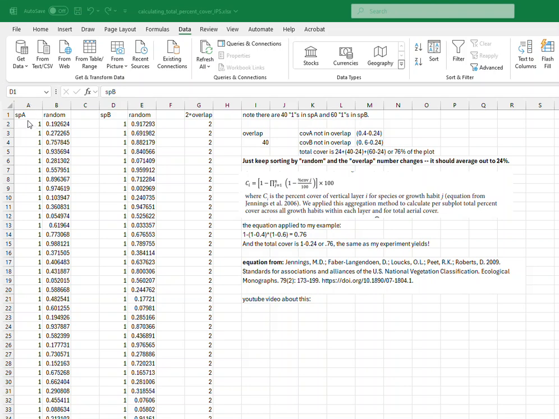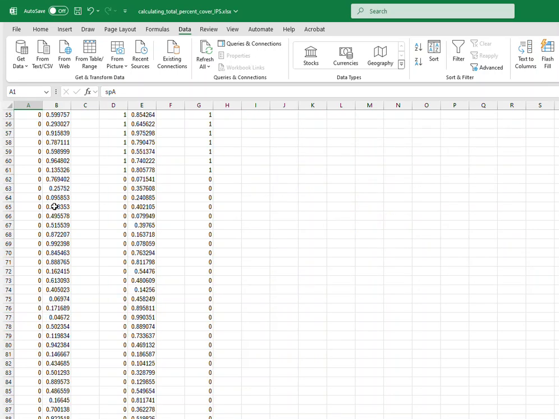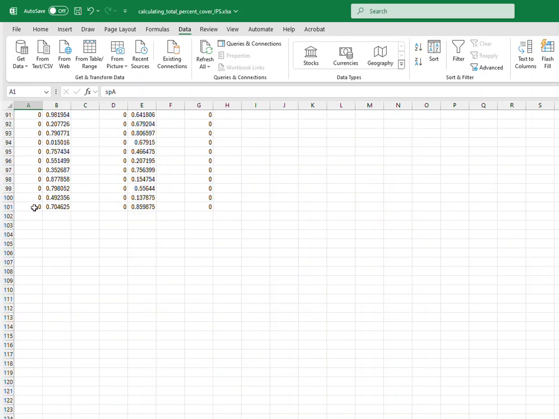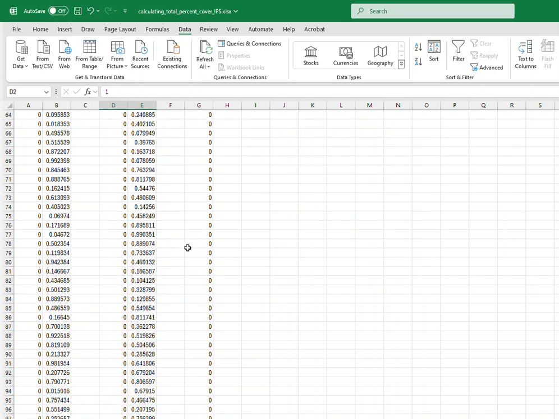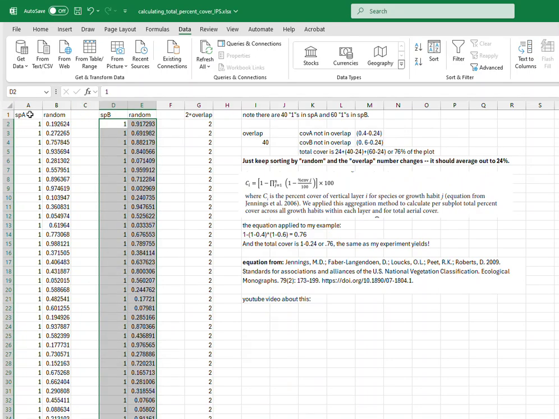We're assuming that a plot is, in this example, just pretend that it's a transect and there's 100 segments in the transect. Initially, I have 40 places where species A occurs, it gets a 1, and 60 where it gets a 0. On the same transect, species B occurs at 60 locations, and 40 where it does not occur. So species A is 40% cover, species B is 60% cover.